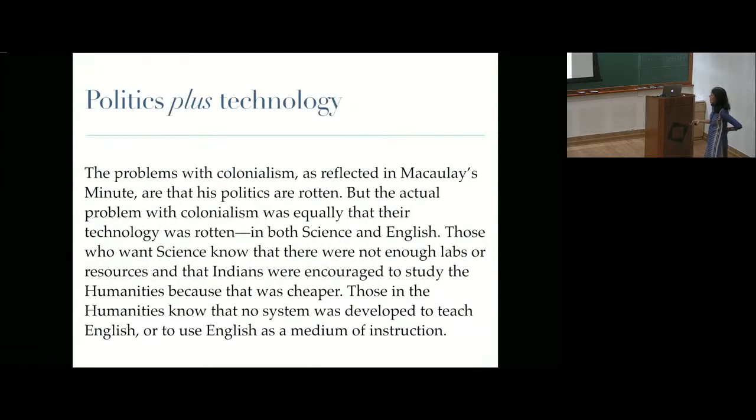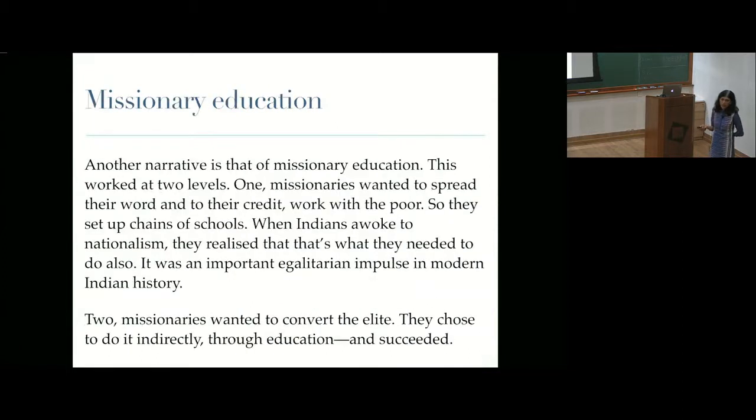So this is what I've called technology, when I've said you need the funding, you need the labs, you need the classrooms, you need the teaching skills, you need the trained teachers. And that's what you need. There's a complete parallel in the complaint of the science people and the humanities people. The science people know that there are not enough resources, and the humanities people also think that humanities is being promoted because it's cheaper, and they know that there is no system to actually teach English, and it's just in name and not in fact.